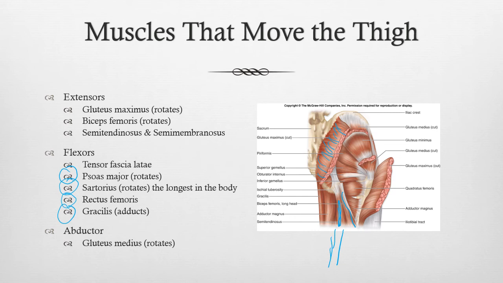For abduction, we have gluteus medius. Gluteus medius is going to be right here. So we want to move our hip to the side, and so lean it off towards the side for us. We use that gluteus medius muscle. But gluteus medius is typically actually used for stabilization of the pelvis when we walk.